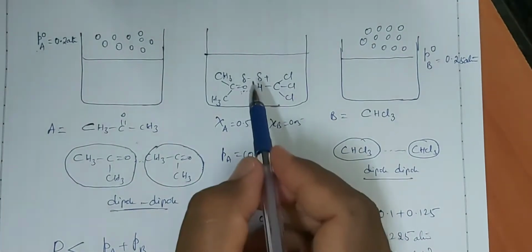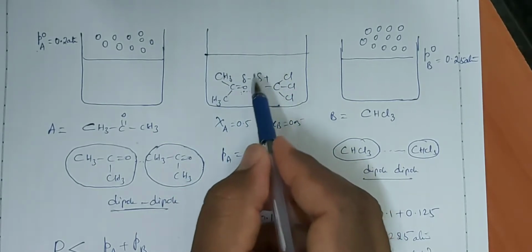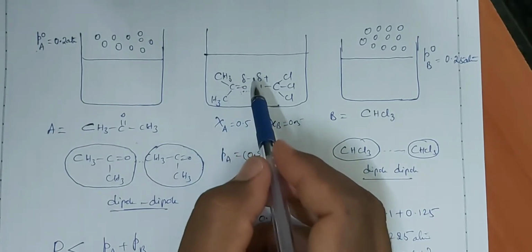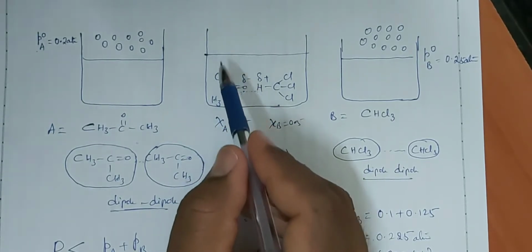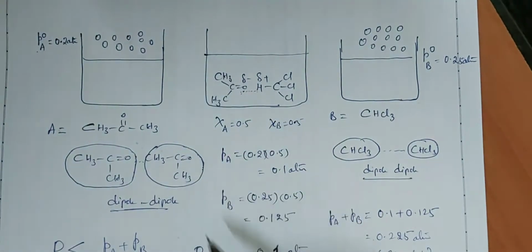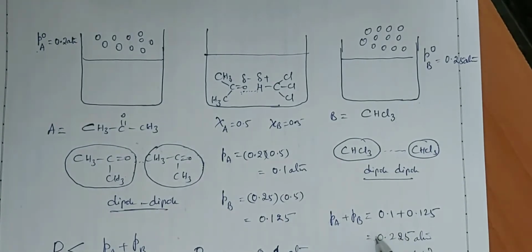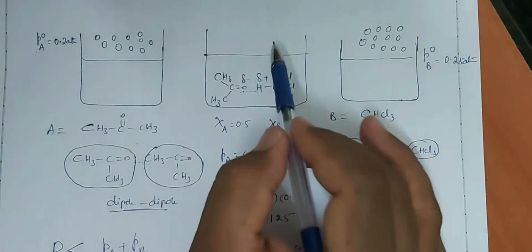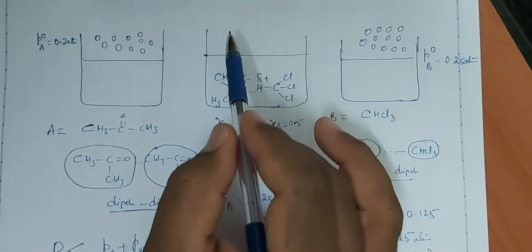Because of that, these chloroform molecules and acetone molecules will go to the vapor state in a smaller amount when compared to our expectation. Our expectation is 0.225 atmosphere, meaning let us consider 20 molecules must be there: 15 molecules of chloroform and 5 molecules of acetone must be there.